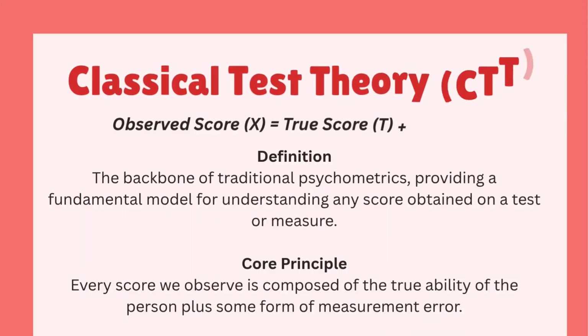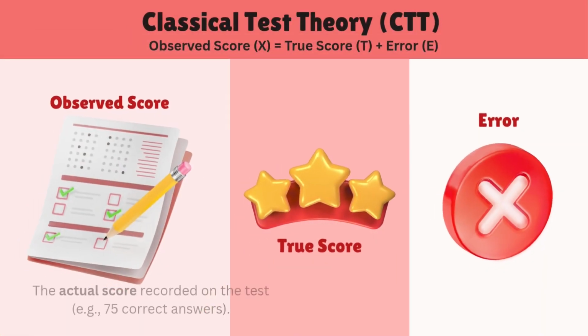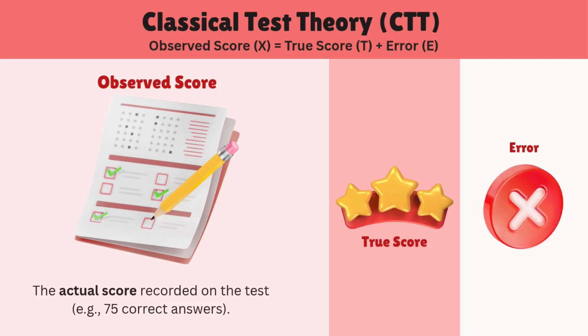The backbone of traditional psychometrics is the classical test theory, which provides a simple yet profound model for understanding every score you observe. It is broken down into this formula: observed score, which is represented by X, is equal to true score plus error. Broken down, the observed score is the raw score you physically write down or see on the printout. For example, the student answered 75 out of 100 questions correctly on the final exam. This is the observed score, the 75 out of 100, and the only score that we can ever know for certain.